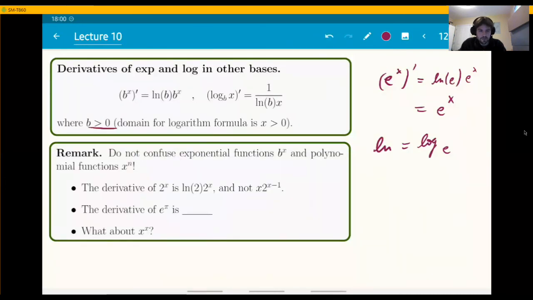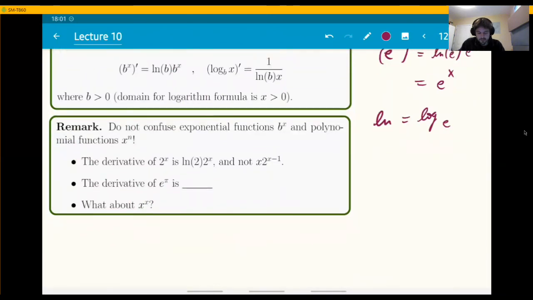This b has to be a positive number for this exponential and this logarithm to be well defined. And the domain of these formulas, for the first one is every real number, for the second one is only numbers larger than 0, just like in the case of ln. So just pay attention to this remark. Don't confuse exponential functions with polynomial functions. B to the x with x to the n. Those are different things. With the location of the variable, the x.